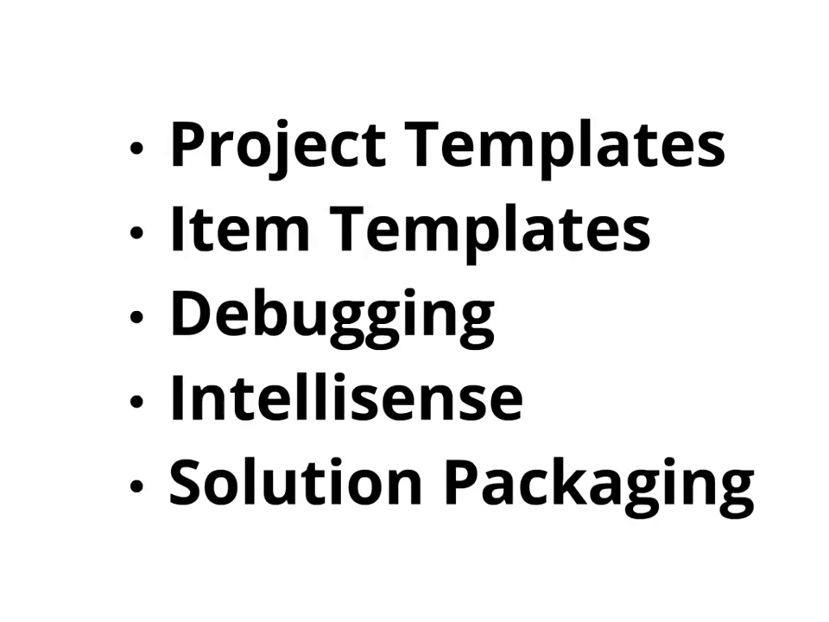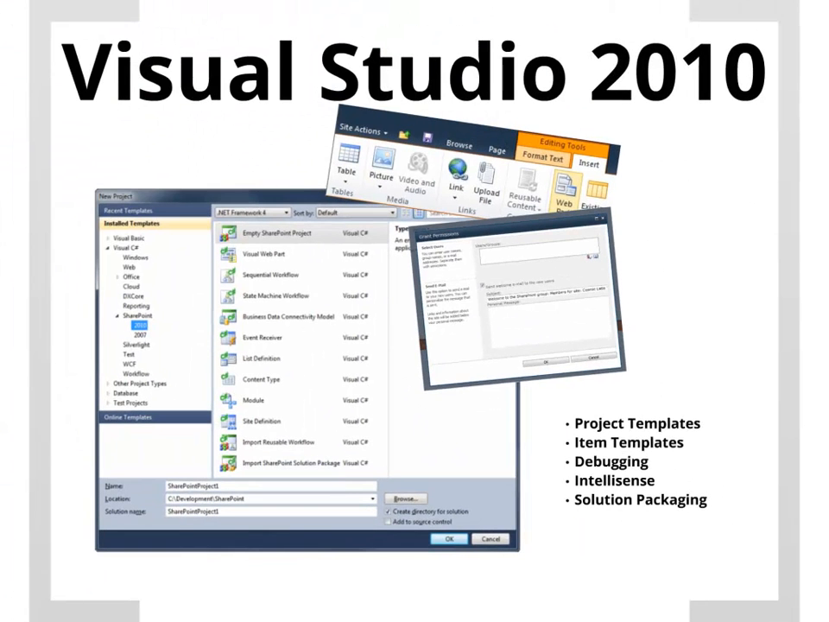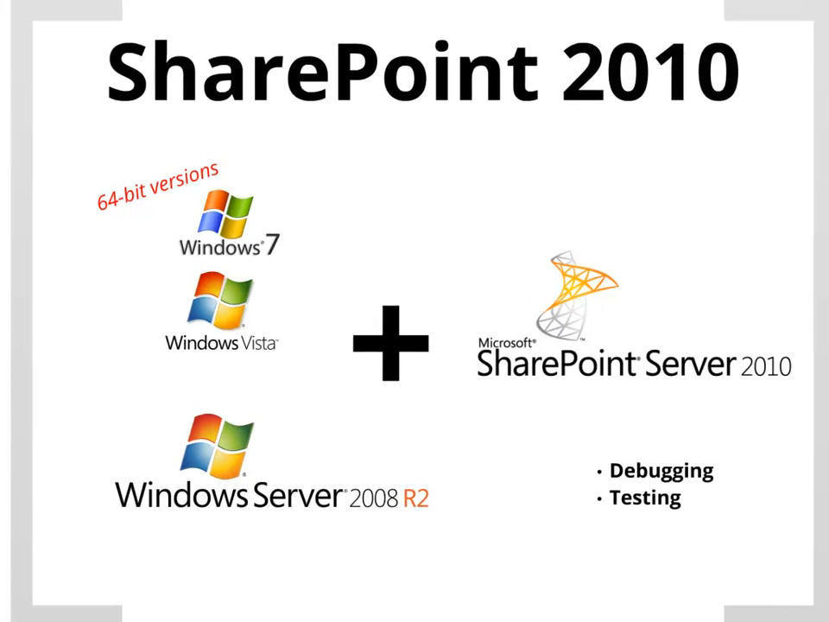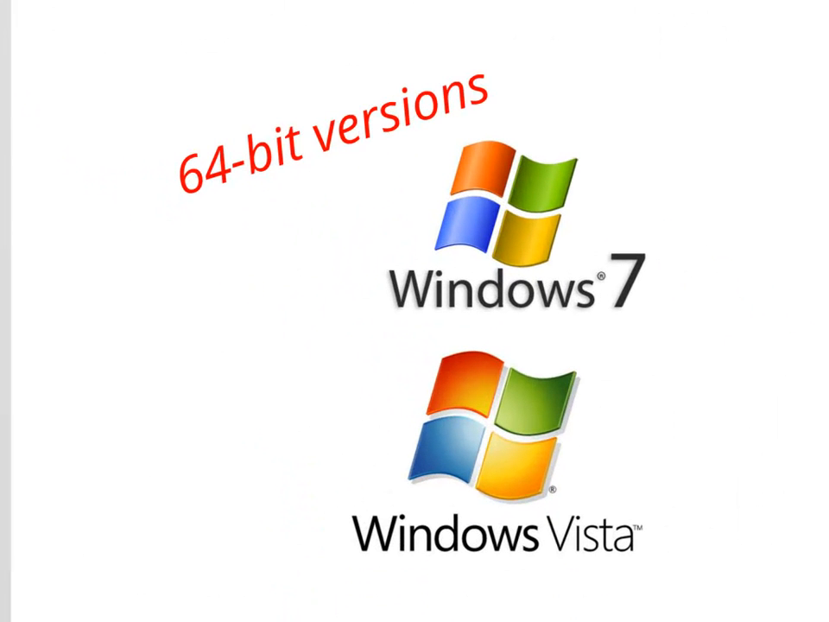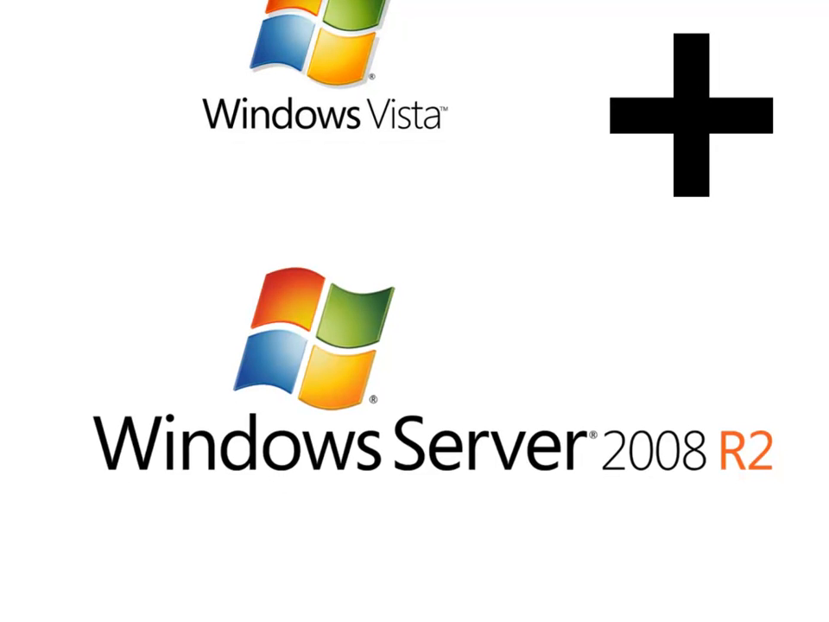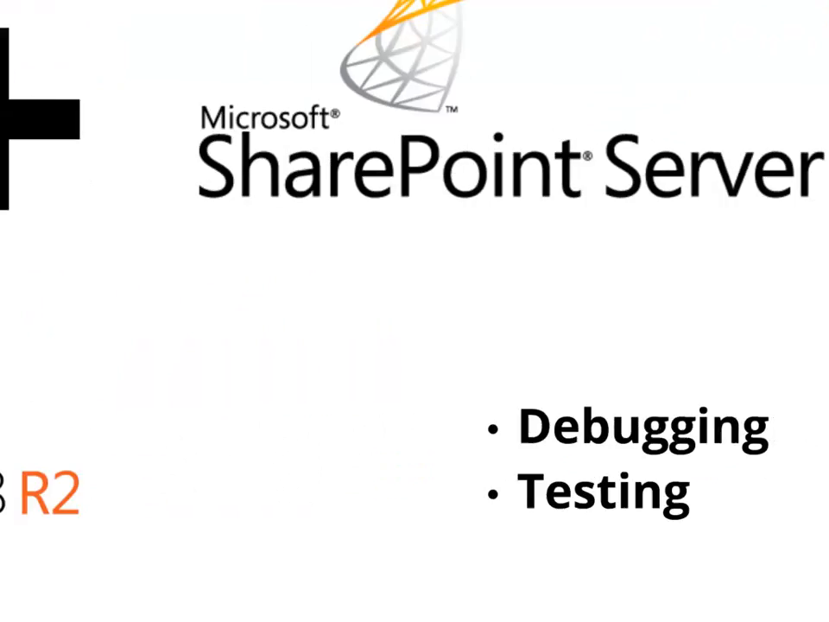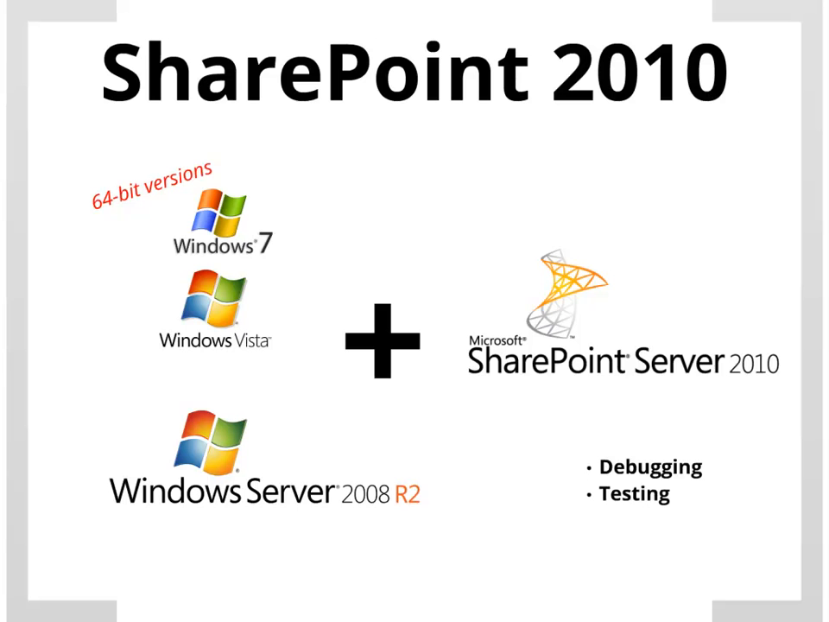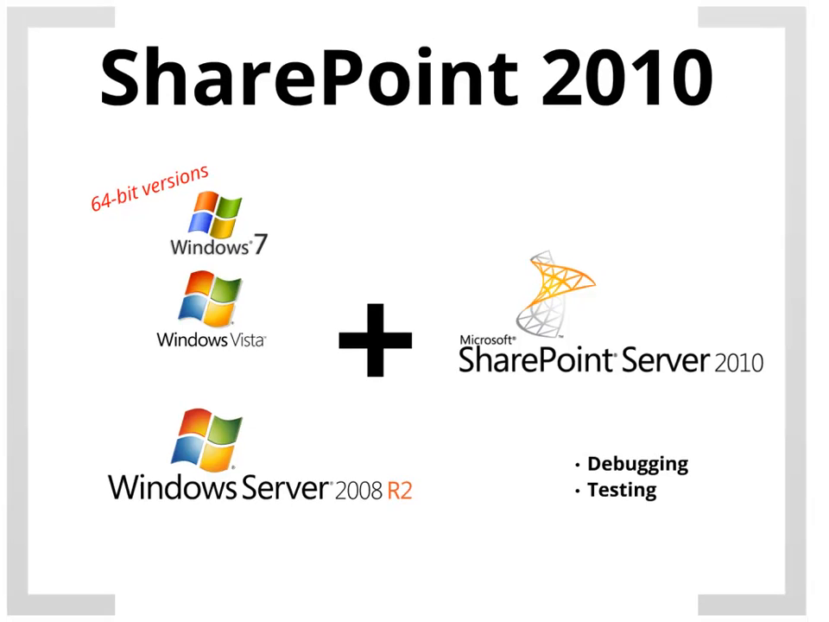Once you have Visual Studio set up, you'll need a SharePoint 2010 on-premise server. You can do this in one of two ways. The first is to use Windows 7 or Windows Vista to install SharePoint. The only caveat is it'll have to be a 64-bit version of one of these two operating systems. Or, if you have another server sitting around, you can install Windows Server 2008 R2 and then install SharePoint Server 2010. Together, you'd use this system for debugging and testing your solutions.